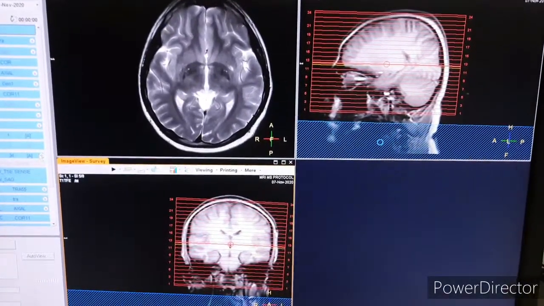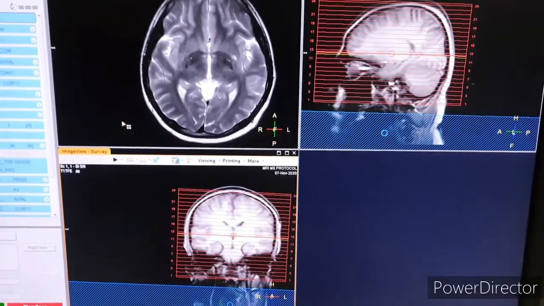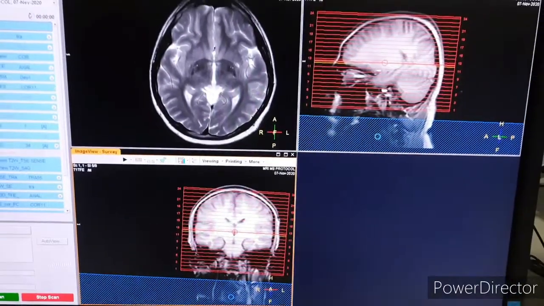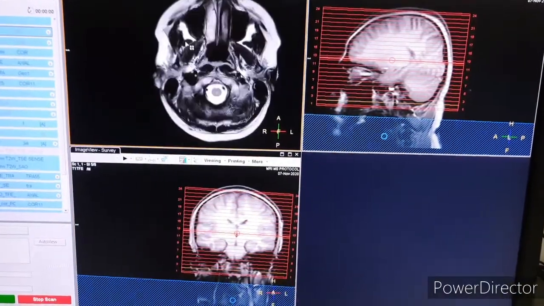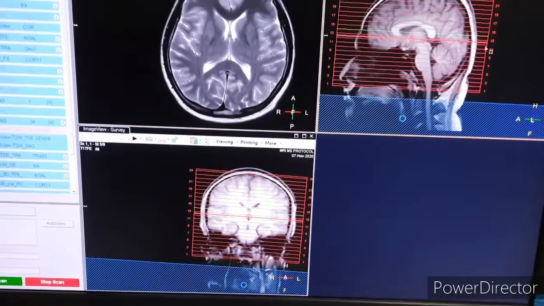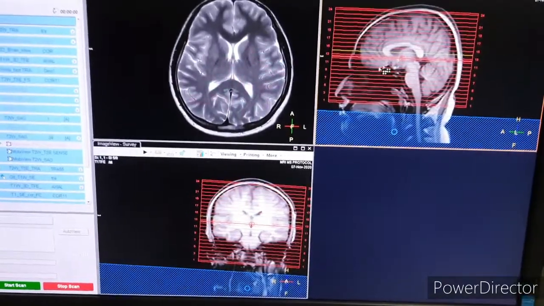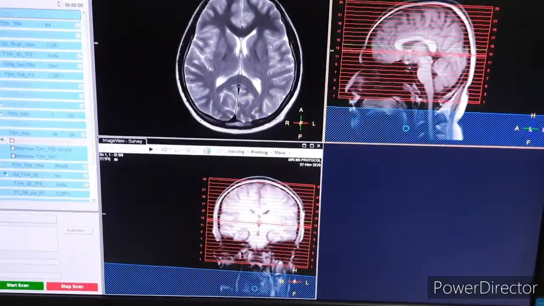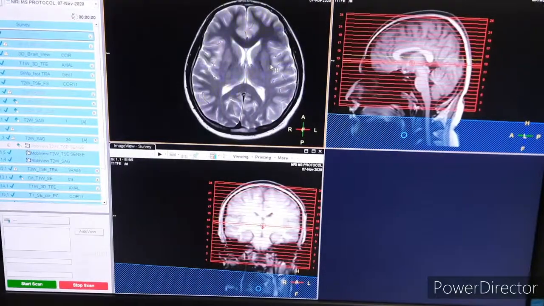Now we will see the planning of T2-weighted axial. You can see we have covered it from the base of the skull till the vertex, and the reference line is the genu of the corpus callosum. You can see here.